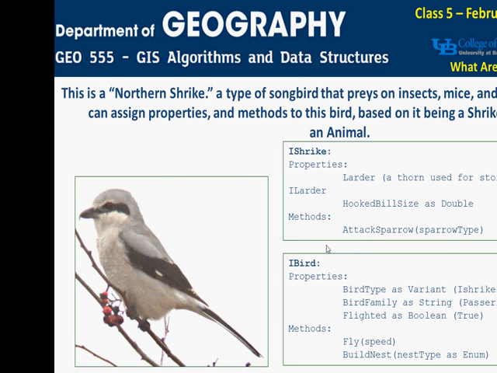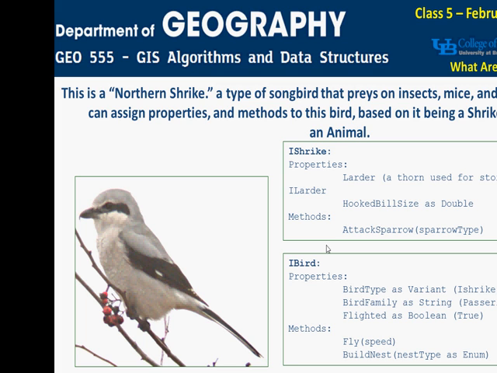So if we go back to our birds that we looked at the very first day, this is a shrike. It's a songbird, but it's actually a predator. You can see the hooked beak there. It preys on small birds and mice. This is one thing. It's a shrike, but it can be accessed in a number of different ways. If we're talking about carnivorous songbirds, you could have an interface IShrike, and that interface would have properties only related to the shrike.